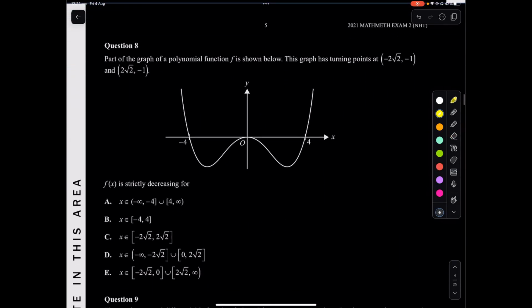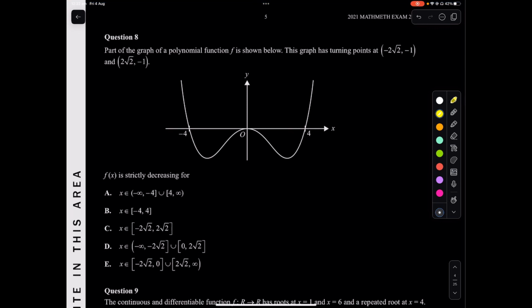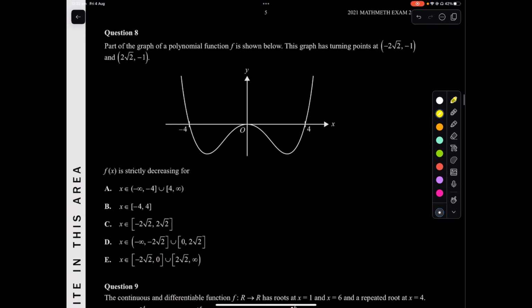Part of the graph of the polynomial function f is shown. The graph has turning points at these 2. So here, 2, 2, 1, 2, 2, 1. Okay.